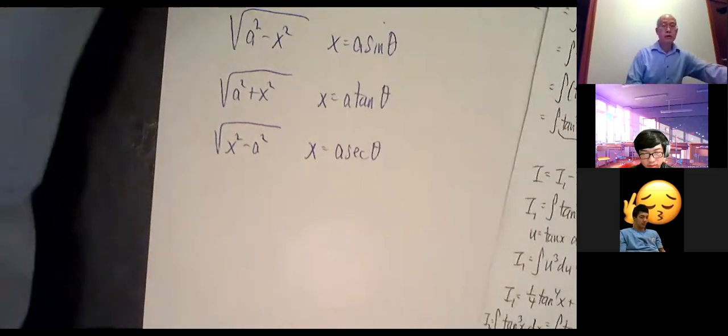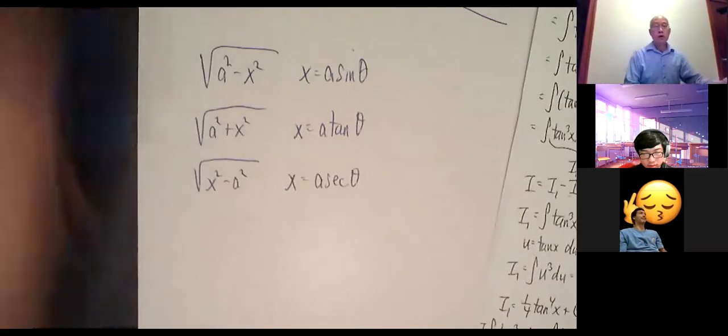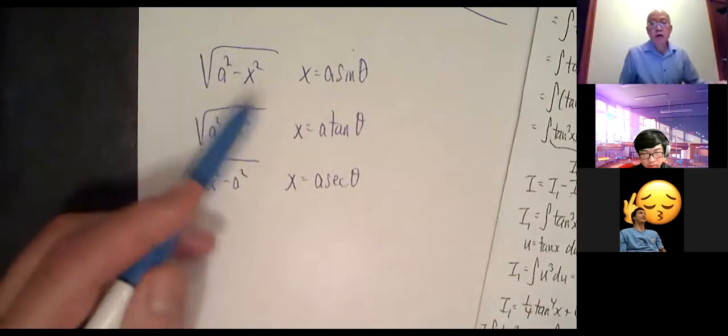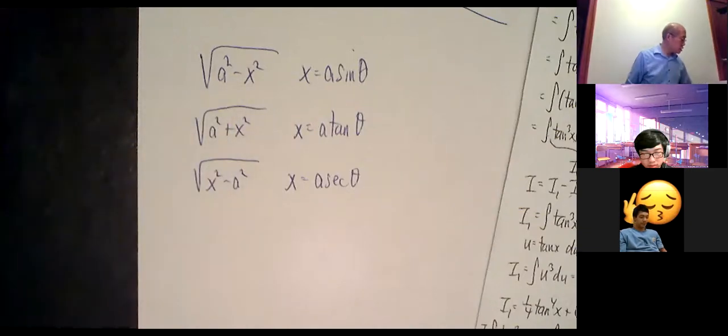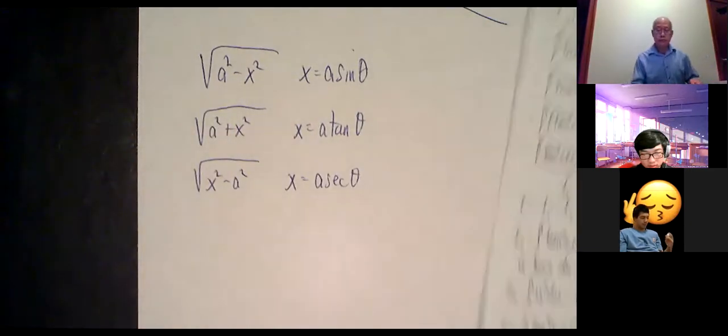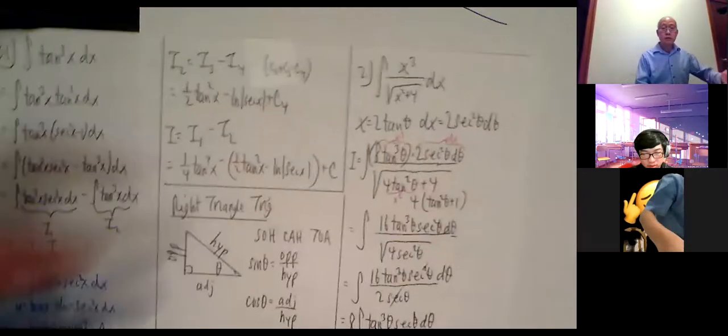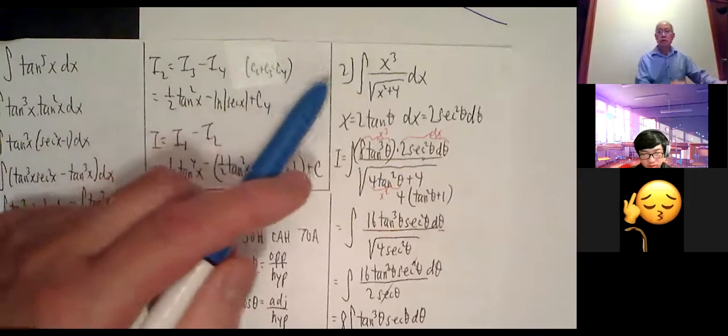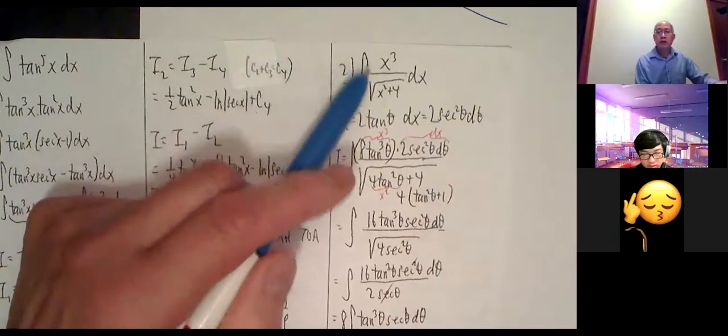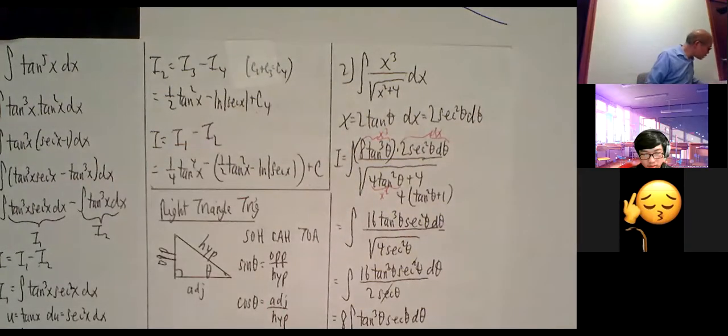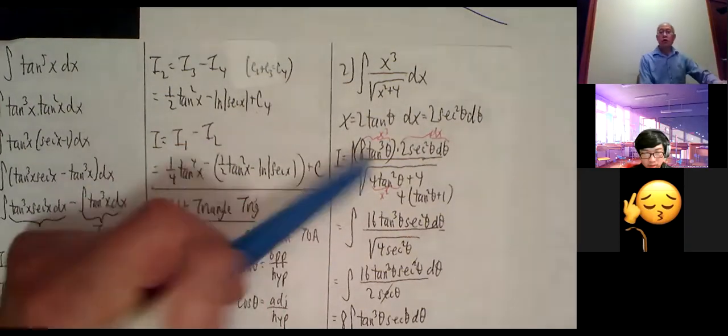Okay, so we're back. All right, so we're given a problem. Pick the correct one of these three and make the appropriate substitution. Okay. All right, so number 2, integral of x cubed over the square root of x squared plus 4.